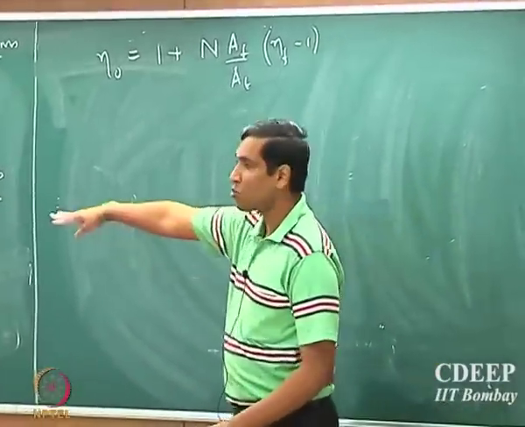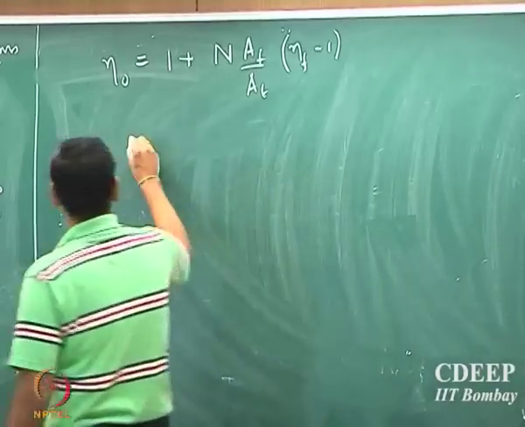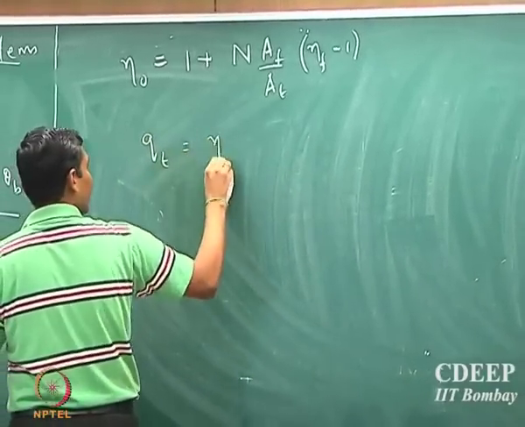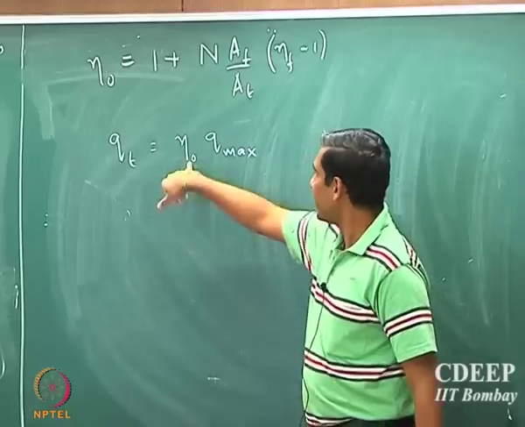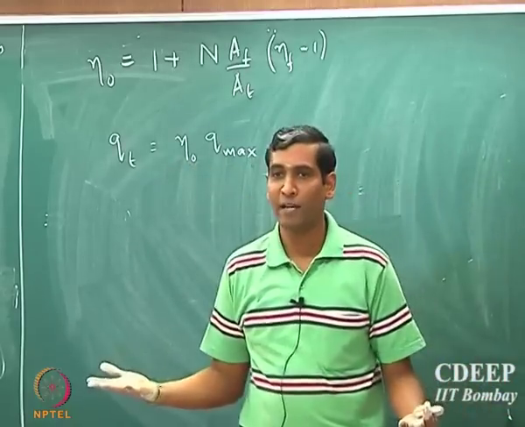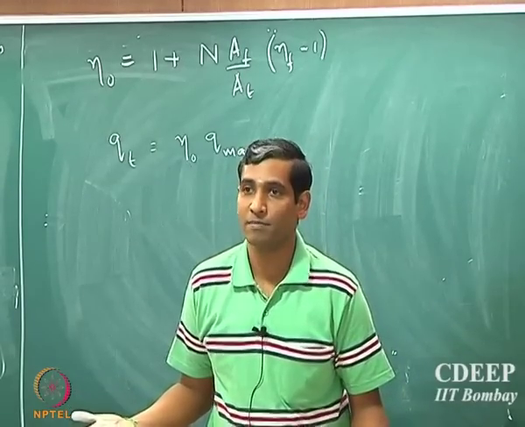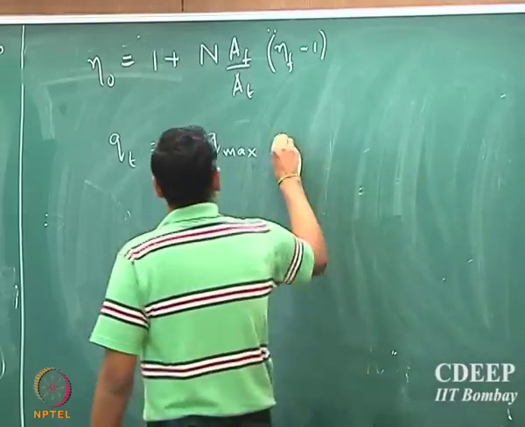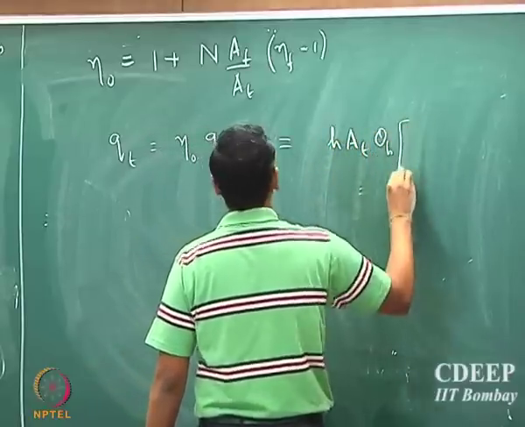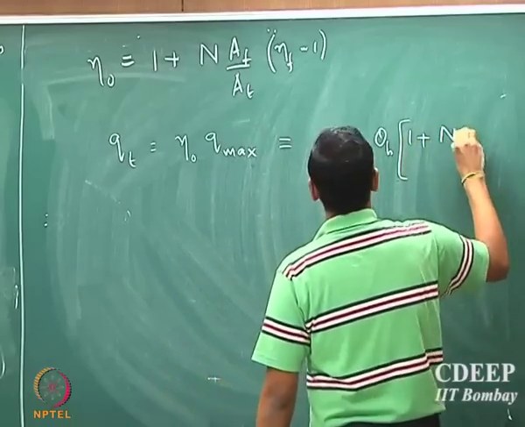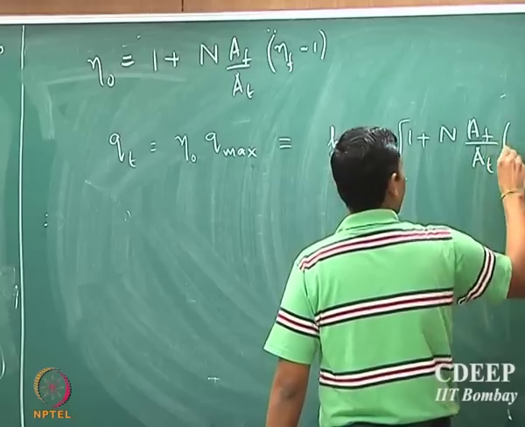So you can easily find out the total heat transport rate from the composite system by simply multiplying. QT is nothing but eta naught into Q max. By simply multiplying eta naught and Q max, you will be able to find out the total amount of heat that is transported by the composite system. Okay, so that is H AT theta B into 1 plus N into AF by AT into eta F minus 1.